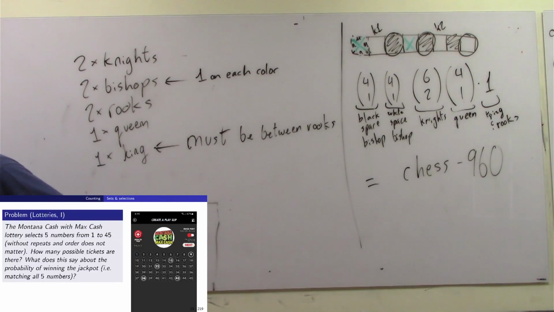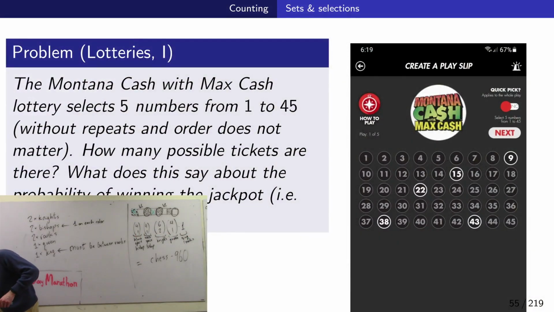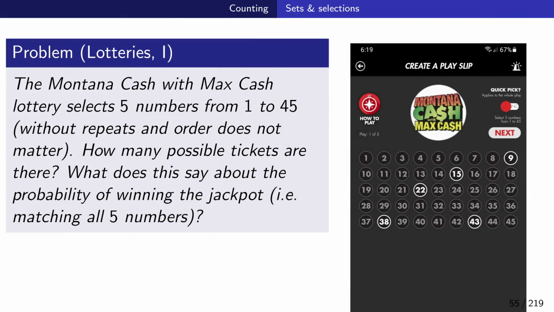So, what else do we got here? Now, to real world applications. That is what I'm interested in. You talk about all this math, but how am I gonna make any money? We're gonna do the lottery. Not just any lottery, the Montana Cash with Max Cash lottery. With this lottery, we pick 5 numbers from 1 through 45. It's like a bingo system, so the order does not matter.